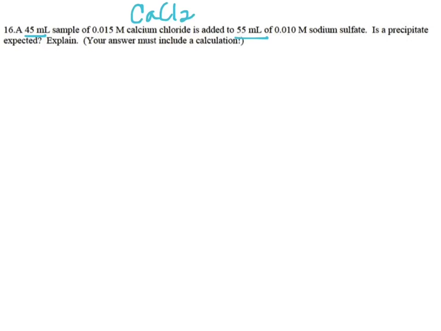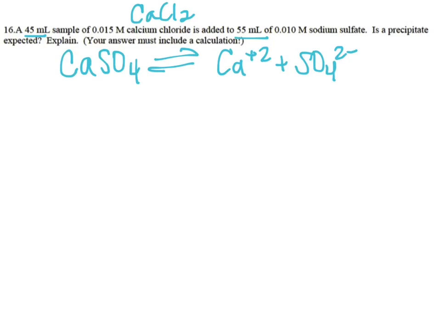So the very first thing we're going to do: calcium chloride and sodium sulfate. When those two come together, what are we going to get? Sodium chloride and calcium sulfate. We know from our solubility rules that calcium sulfate is insoluble, but we want to see what its solubility is. So now we break that down into Ca 2+ and SO4 2-. And we want to know what is the I. What's the initial concentration of what we have?